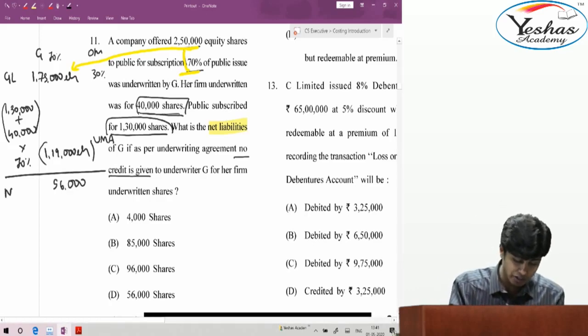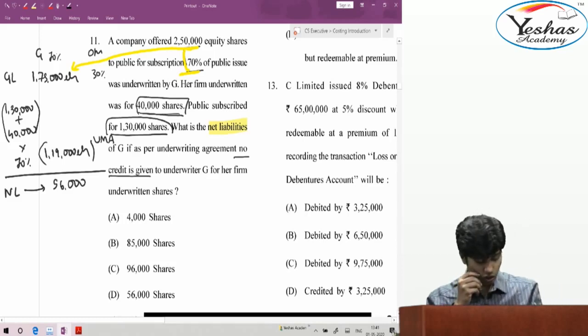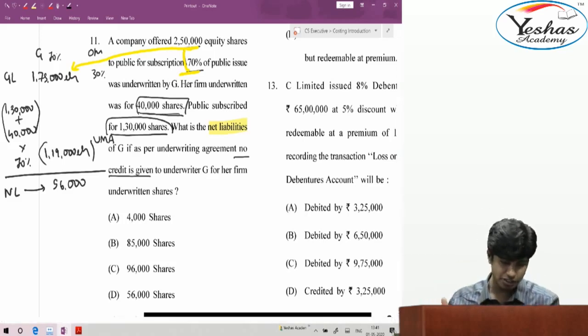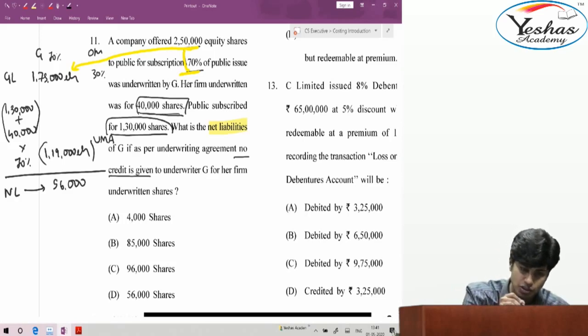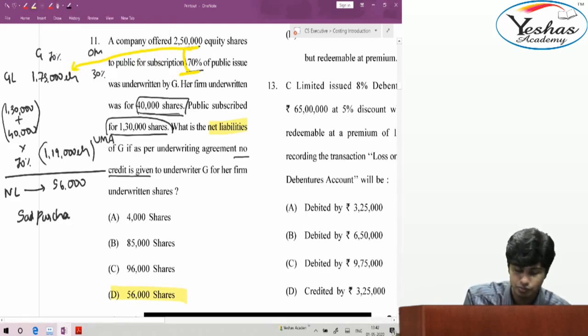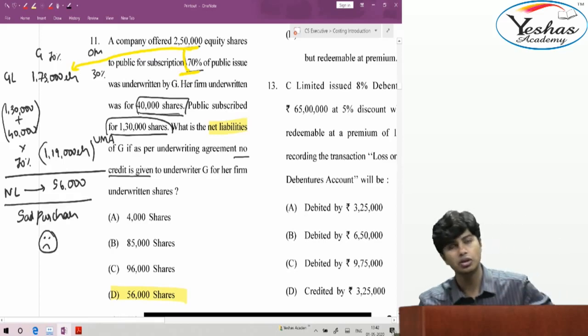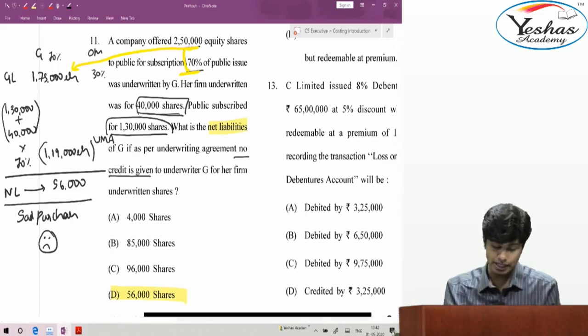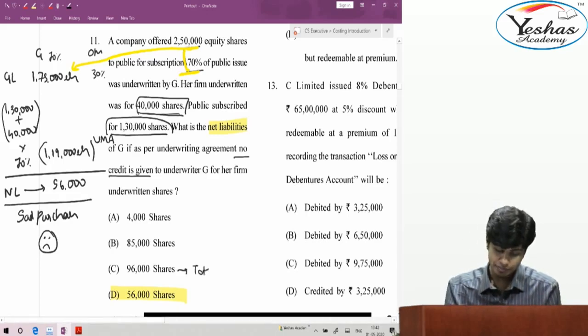So she is supposed to buy. That is our net liability. Or what we can also say, we can also call it our sad purchase. So she doesn't have an option, but she has to buy those many shares. So 56,000 shares is our answer. Sad purchase. If the question is about total liability, then we'll add 40,000 to 56,000 and the answer would have been 96,000. 96,000 is what? Total liability.